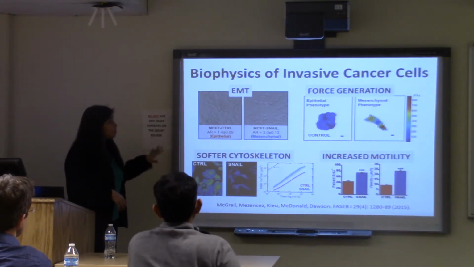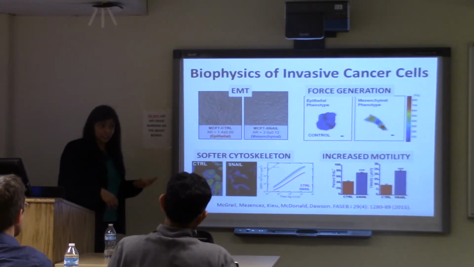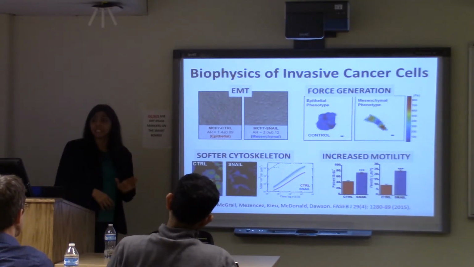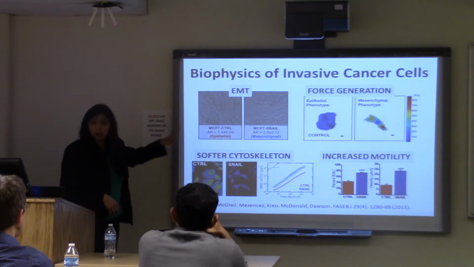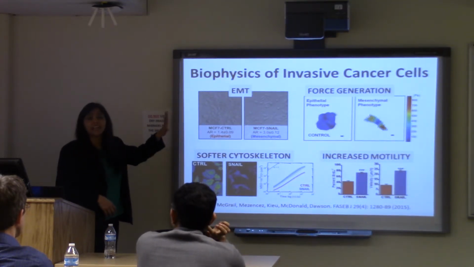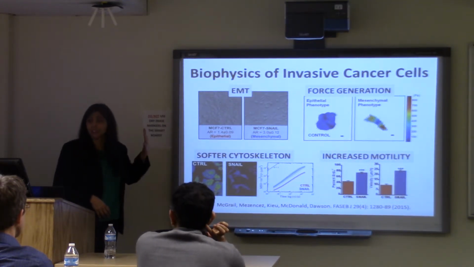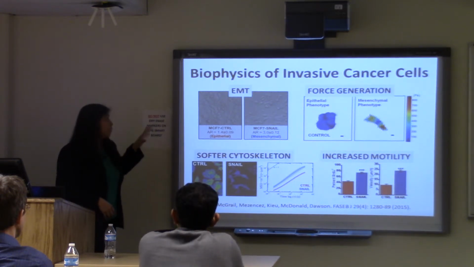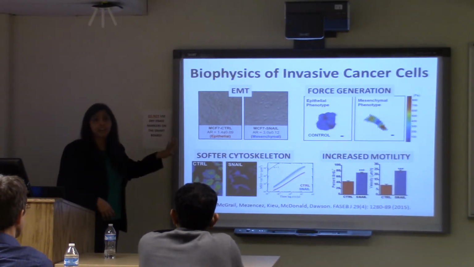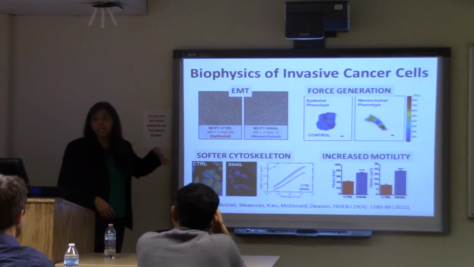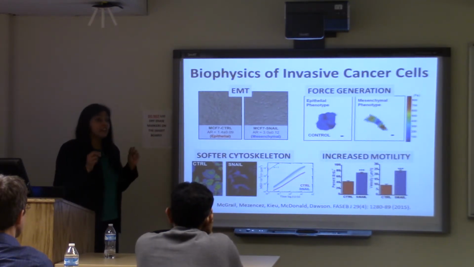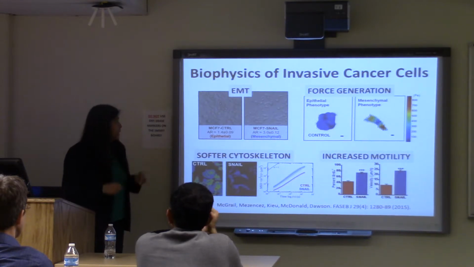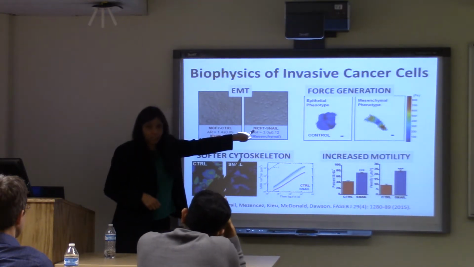And the cells that we used in this study were MCF7 cells, which is a non-invasive breast cancer cell line. And we have control cells, which are the non-invasive breast cancer cell line, and then we have cells that are genetically engineered to express SNAIL. SNAIL is a protein that's a transcription factor which is associated with EMT. And so these cells have undergone a mesenchymal transition, and so they have this more metastatic phenotype. And you can see the structural change in the cells.